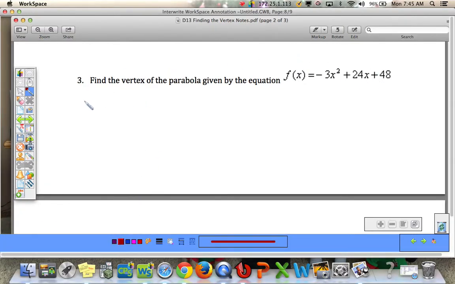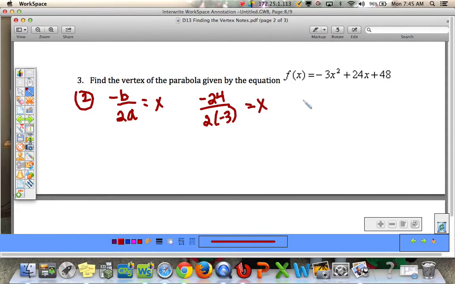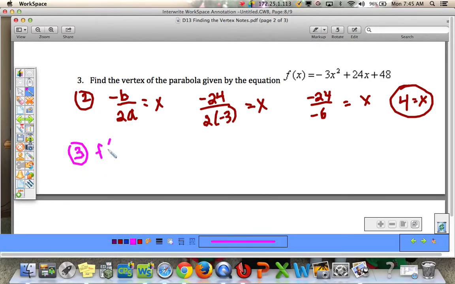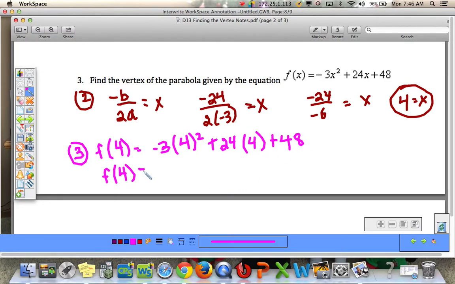First step, put in standard form, it is. Second step, plug into negative b over 2a, or opposite b over 2a. So here b is 24, so we would have negative 24 over 2 times negative 3. There's the a value. We would get negative 24 over negative 6, and that would give us 4. So there's the x value of the vertex. We need the y value. Let's plug in f of 4 equals negative 3 times 4 squared plus 24 times 4 plus 48. So the y value, when x is 4, would be 96.